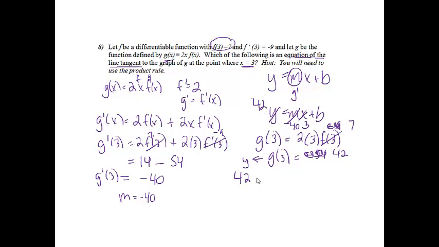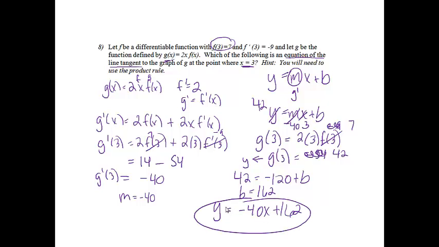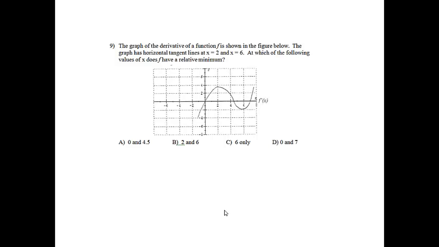So now I have 42 equals negative 120 plus b, which means b must equal 162. And so the equation of my tangent line would be y equals negative 40x plus 162. And we got it.